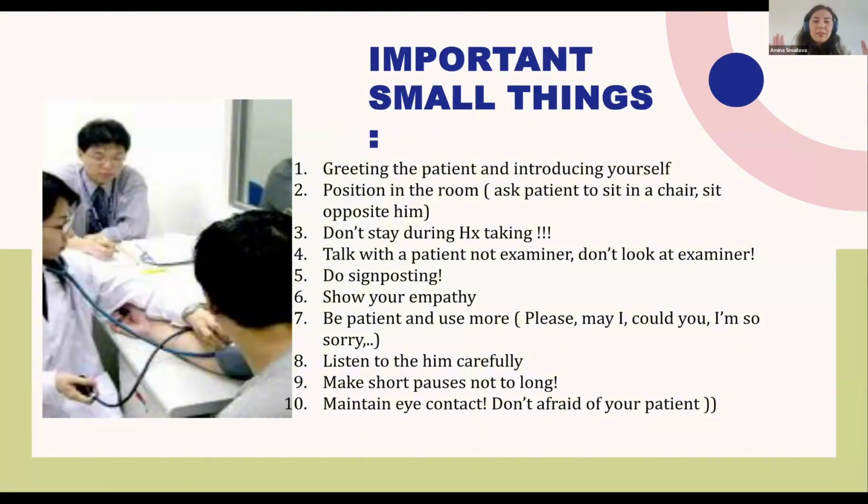So it's better to sit on the chair as well, make eye contact with your patient and start talking to your patient. Look at your patient. Don't look at your examiner like that. Don't stare at your examiner. What should I do? Start your conversation with your patient. Be confident, okay? Talk with the patient, not the examiner. I already said this.